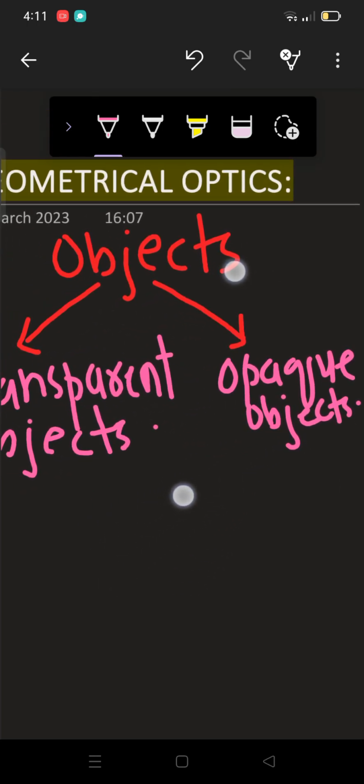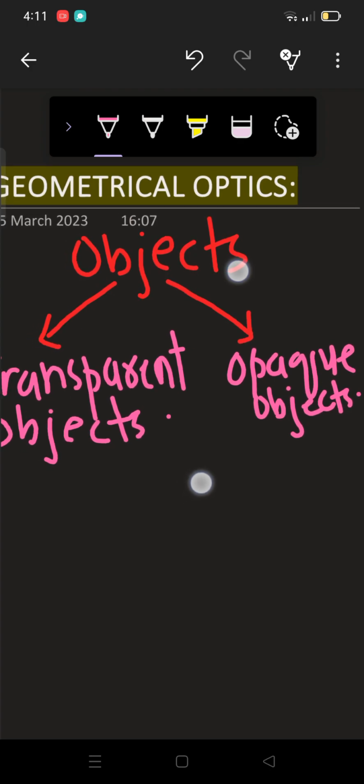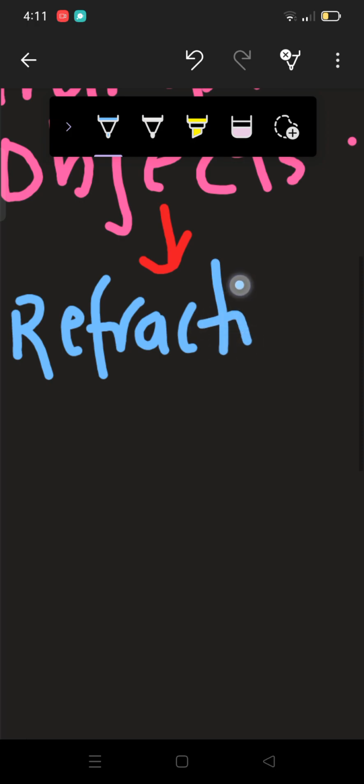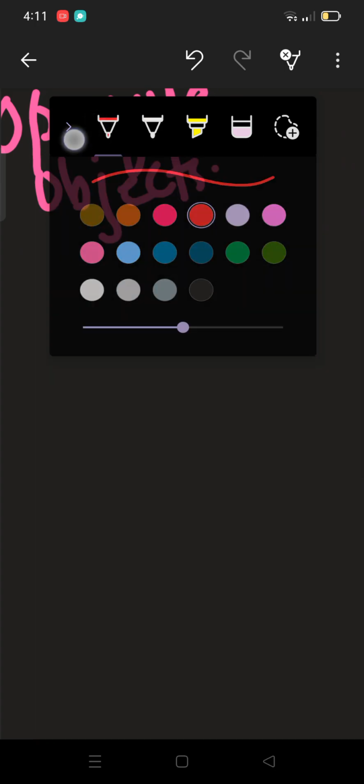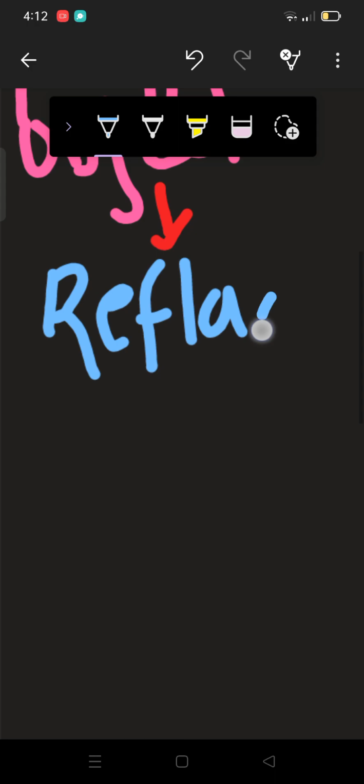When we pass light through a transparent object, it just bends from one medium to another. So in the transparent object, refraction is happening, and in the opaque object, reflection is happening. Refraction, which is the bending of light from one medium to another, and here reflection. Light is reflecting.